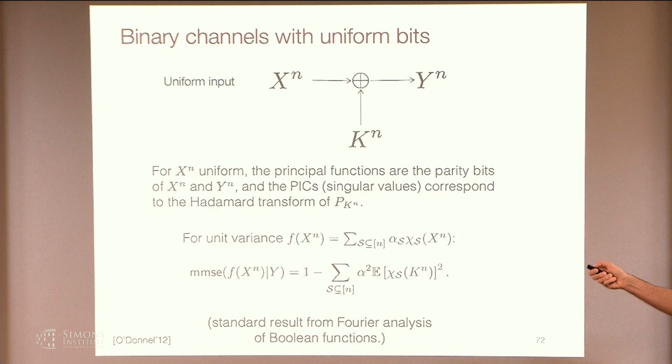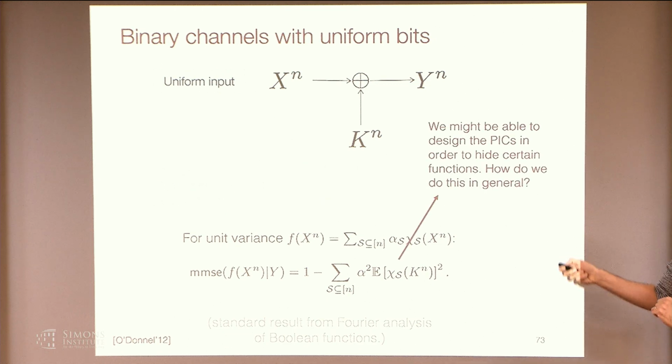And in the case where x is uniform, we can generalize this analysis for any distribution of additive noise. Here, the left and right principal functions are exactly the parity bits. You can decompose any unit variance function in terms of a weighted sum of these parity bits. And you can write the MMSE of estimating this function really nicely as 1 minus the sum of alpha_S squared times this expected value, where you might recognize this as simply the Hadamard transform of the noise. The principal inertial components in this case are simply the result of the Hadamard transform of the noise.